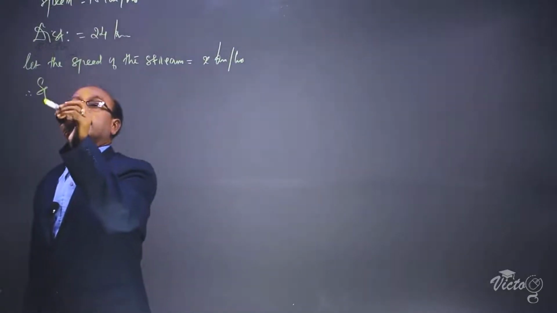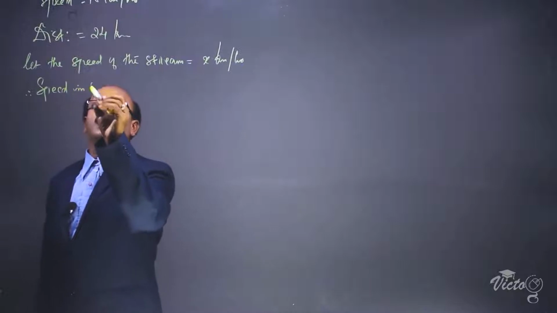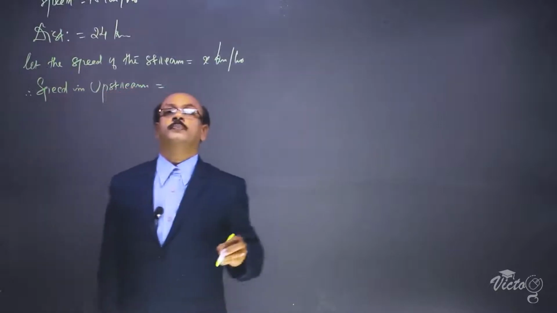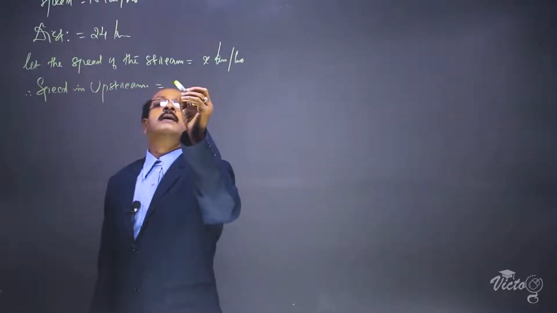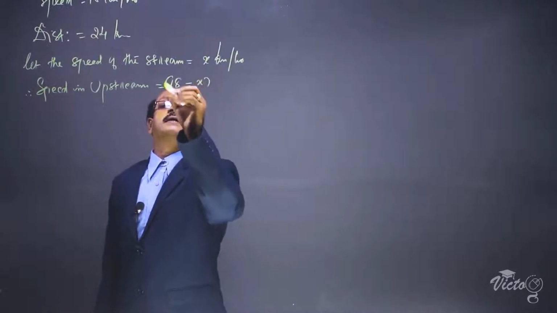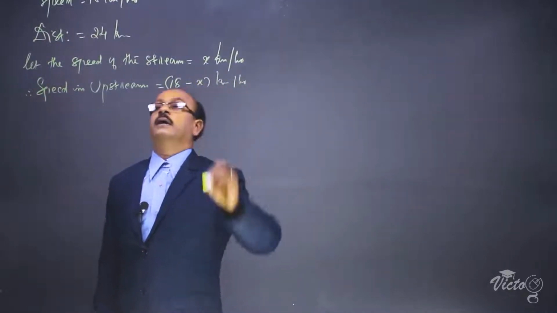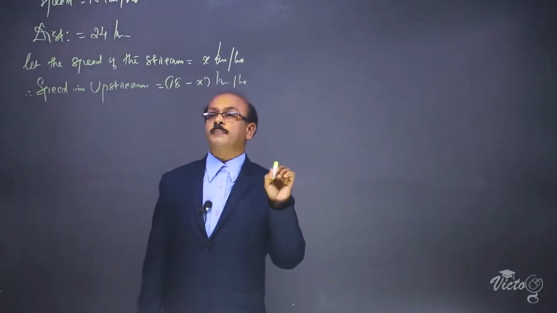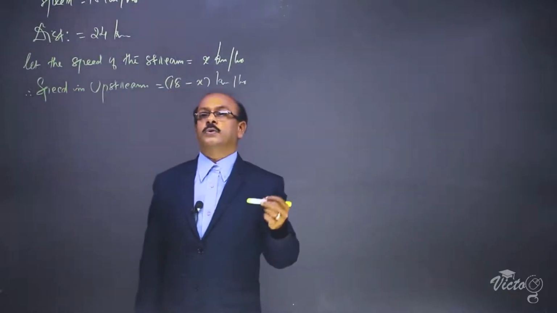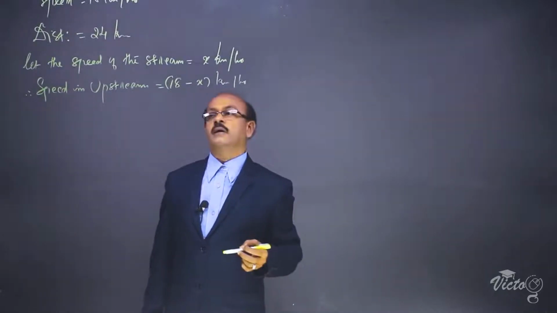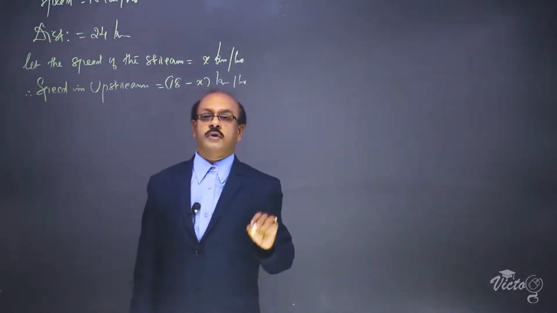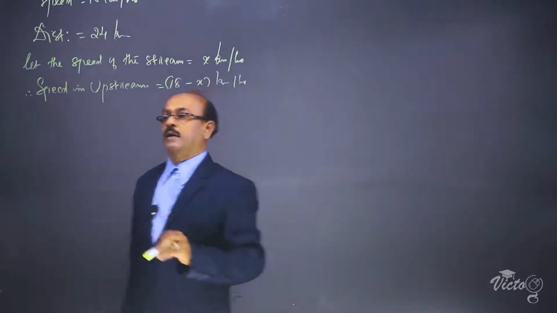Therefore, speed in upstream motion, speed in upstream is equal to 18 minus x kilometers per hour. In upstream motion, we have to subtract the speed of the stream from the speed of the boat. So we get 18 minus x kilometers per hour. Now speed in upstream is known and distance is known. So we can find out the time taken in upstream.